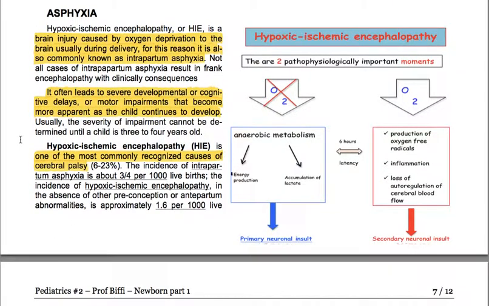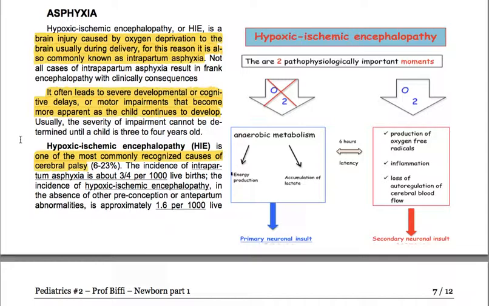Asphyxia. Asphyxia is another complication. Hypoxic ischemic encephalopathy is a brain injury caused by oxygen deprivation to the brain, usually during delivery. For this reason, it is also commonly known as intrapartum asphyxia. Not all cases of intrapartum asphyxia result in frank encephalopathy with clinical consequences. It often leads to severe developmental or cognitive delays or motor impairments that become more apparent as the child continues to develop. Usually, the severity of impairment cannot be determined until a child is 3 to 4 years old.